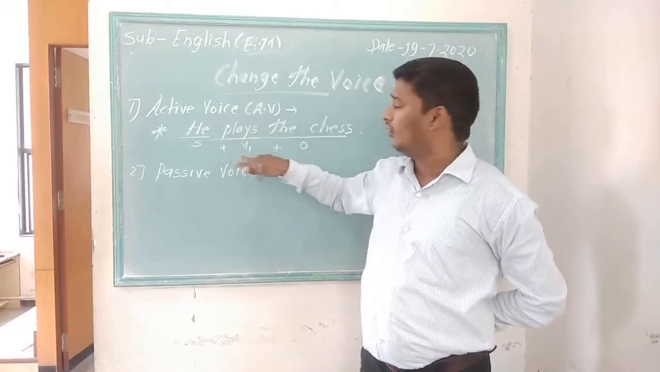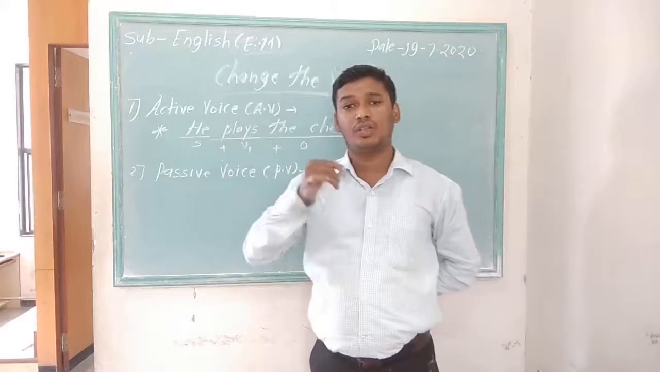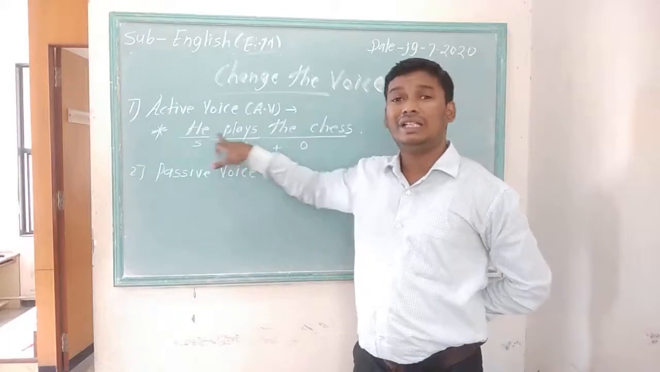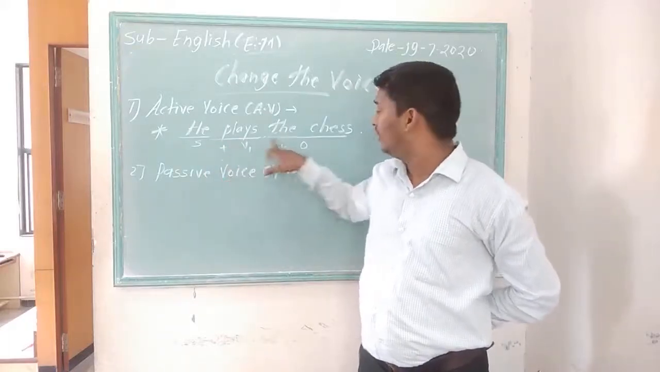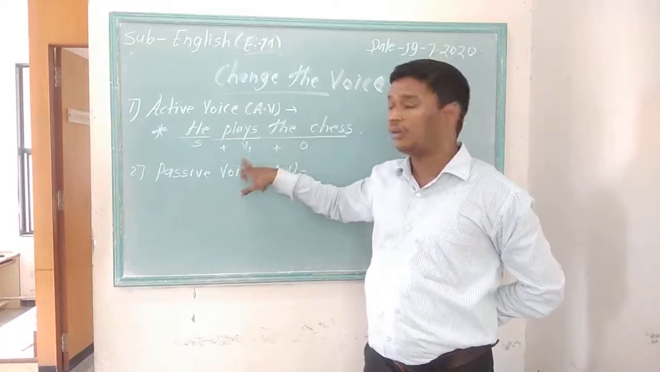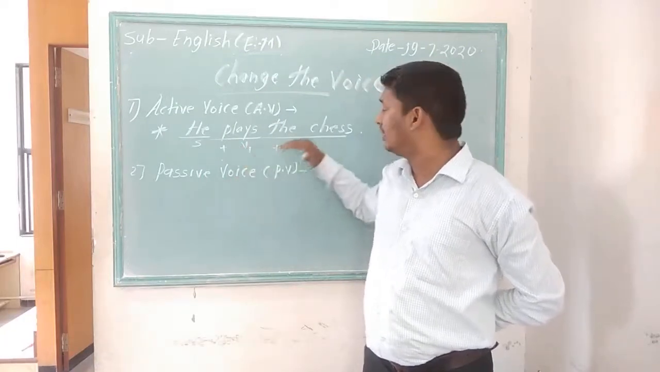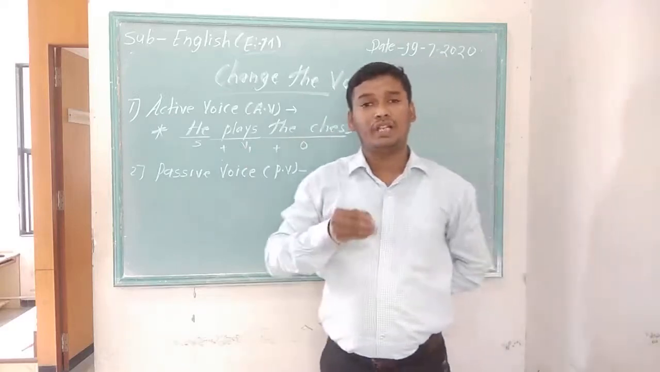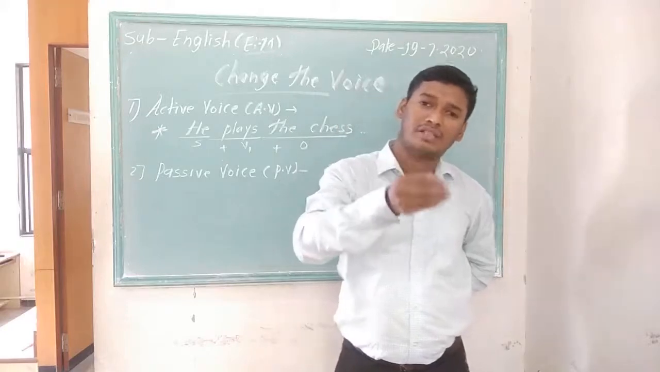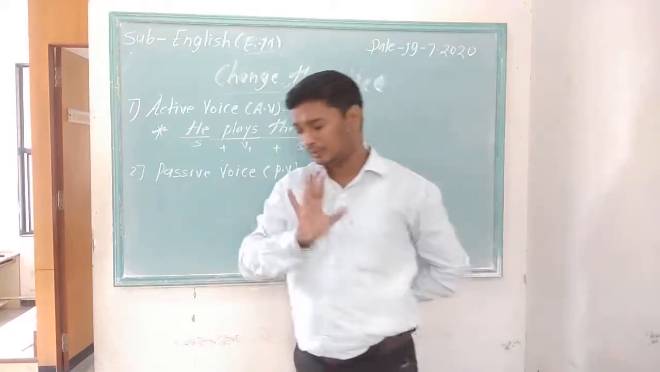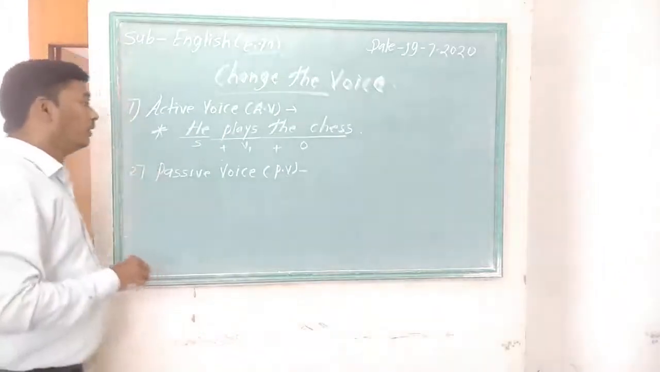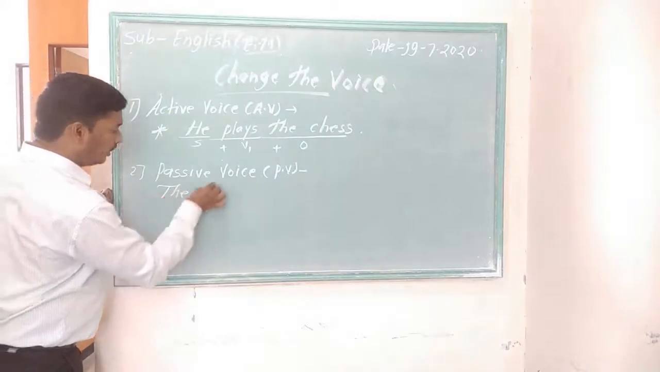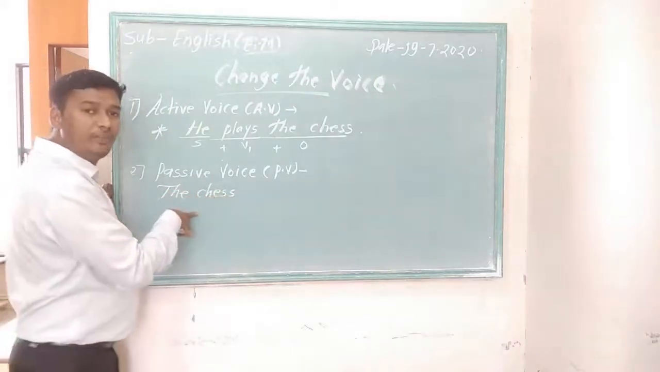What is the verb? Plays. I ask a question to that verb by what. What does he play? We get the chess as the answer, so it is the object. If we cannot get an answer by asking a question by what, then ask a question by whom. Okay. It's a clue you should know. Now we have found the object. Write that object at the place of subject in the passive voice.